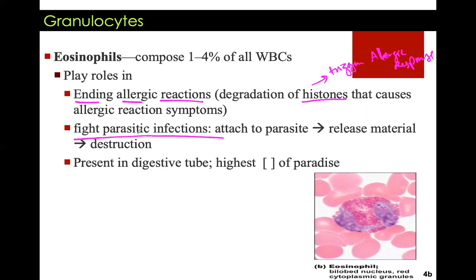Because parasitic infections are usually localized to the digestive tube or digestive system, you can find them in the digestive system at a higher concentration. And again, if you see a spike in a blood test for eosinophils, that typically implies that the person has a parasitic infection.